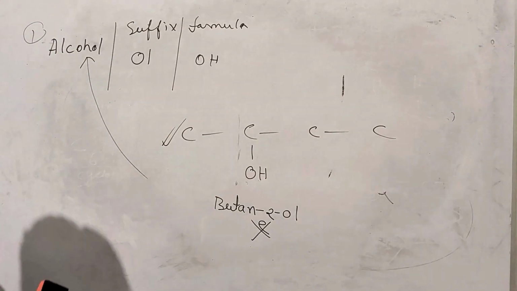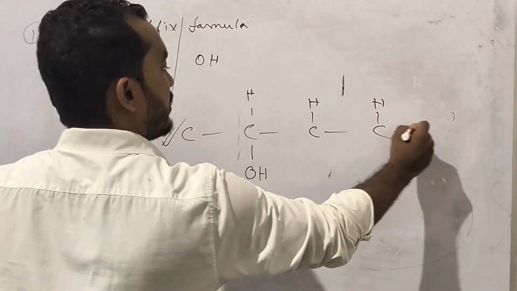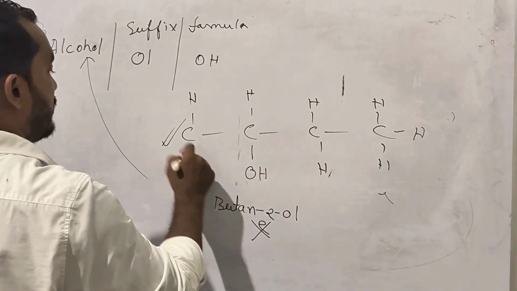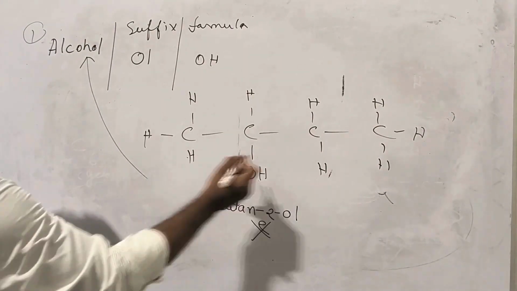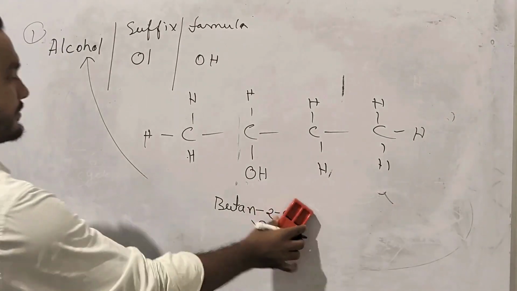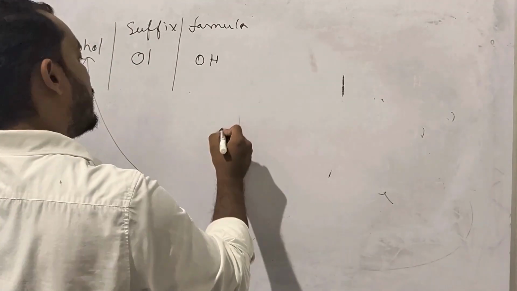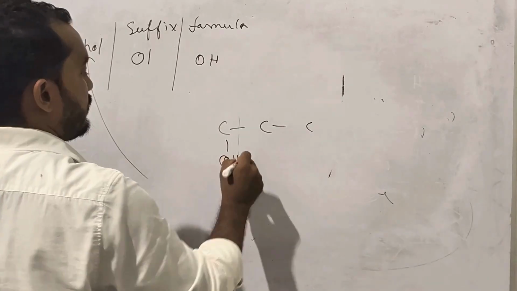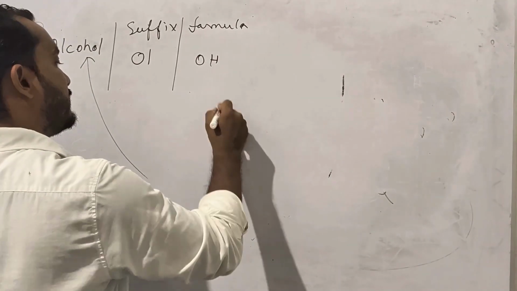Dear students, here hydrogen is there, here hydrogen is there. I have not mentioned it like that. This is the structure of butan-2-ol. Suppose somewhere there is a functional group. Let me take this example.